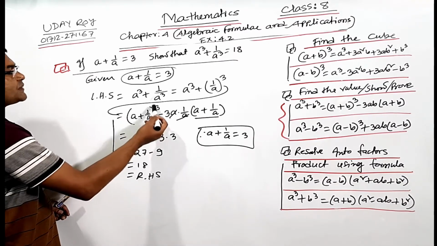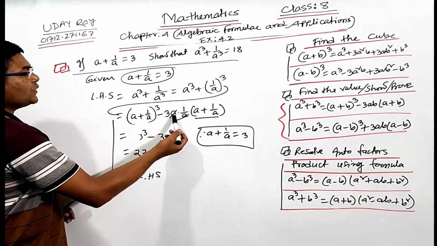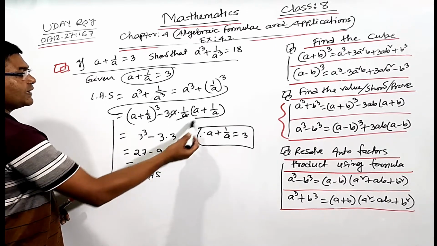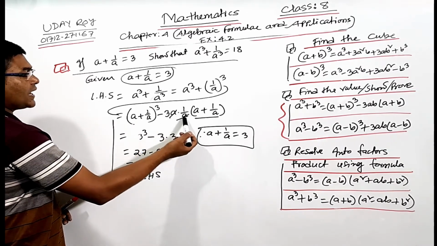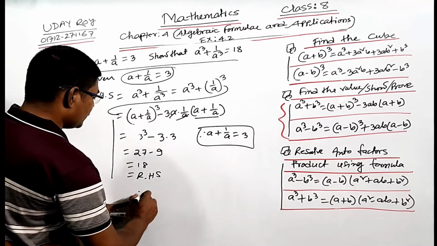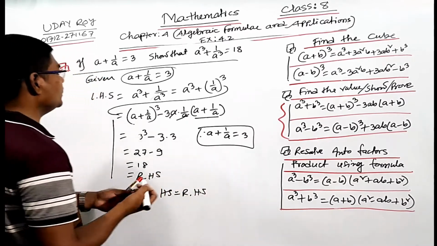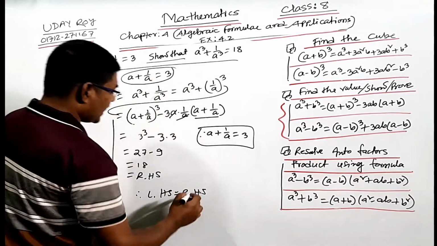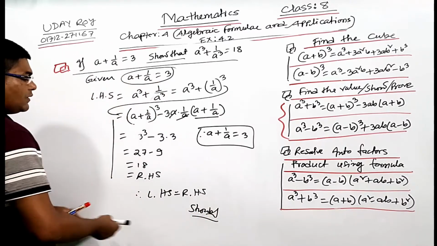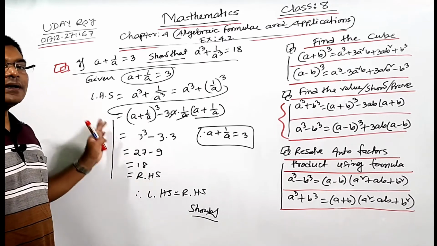So a plus b whole cube, that means a plus 1 by a whole cube minus thrice ab into a plus 1 by a. 3 cube minus 3 into 3. This value is 3, a into 1 by a is 1. So 3 cube is 27, minus 9, we have got 18. Therefore, left hand side equals right hand side. Here it says show that, so you have to write showed. This is left hand side and we have got right hand side.